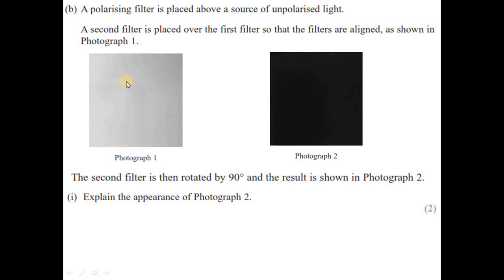But as the second filter is rotated to 90 degrees, the grids of the filter are not aligned and stop all the light that is coming out from the first filter. That's why we see the dark image. So the second filter is blocking all the light coming out from the first filter. That's how you explain it.